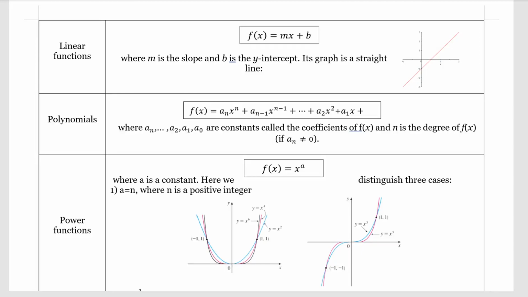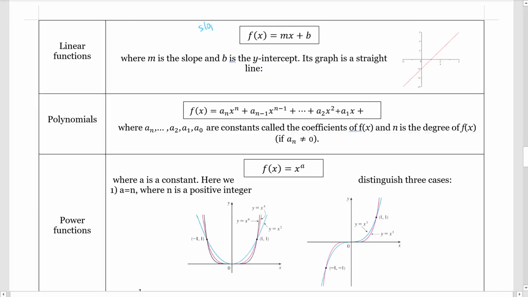Hi everyone, let's continue to review the graphs of different common functions. The first function is the linear function. We know linear functions are lines, right? This is the slope-intercept form.